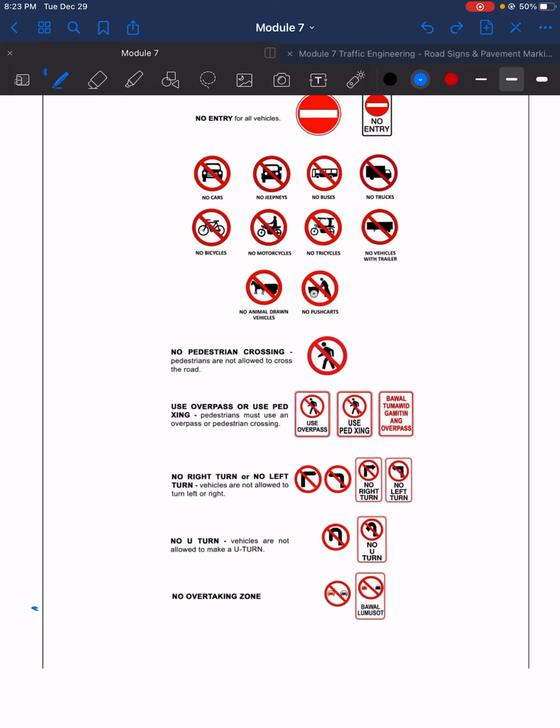Next, no right turn or no left turn. Vehicles are not allowed to turn left or right. So may disc type, may plate type. No U-turn. Vehicles are not allowed to make a U-turn. And then we have this no overtaking zone. Bawal lumusot in Tagalog.